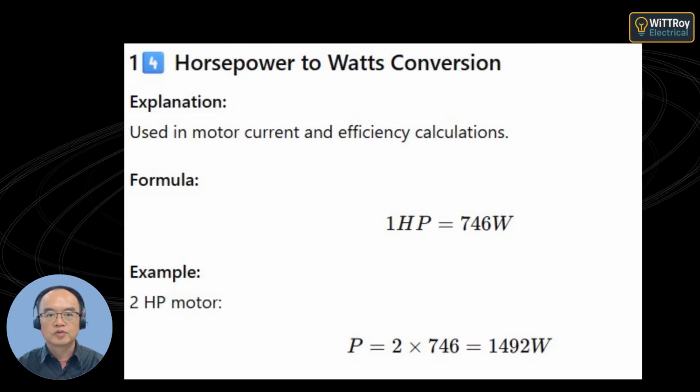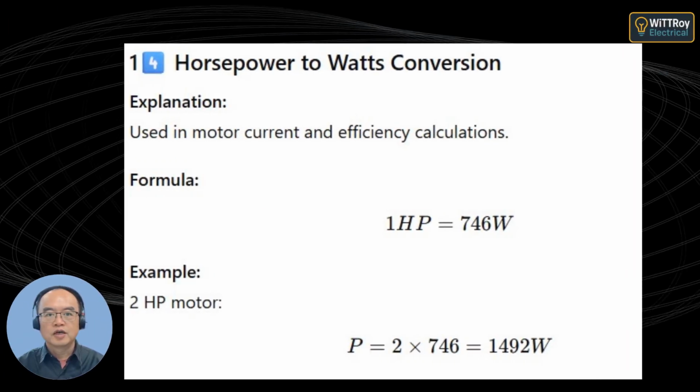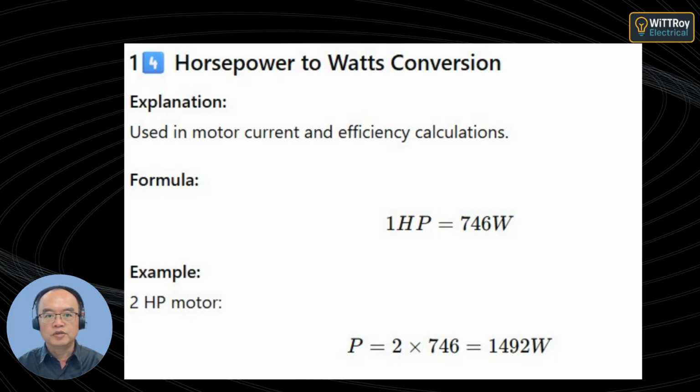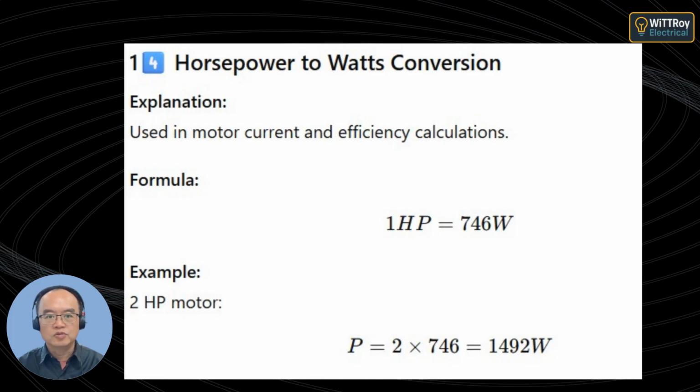1 horsepower equals 746 watts. So a 2 horsepower motor uses 1492 watts. We use this conversion when sizing cords, fuses, and switches for motors.